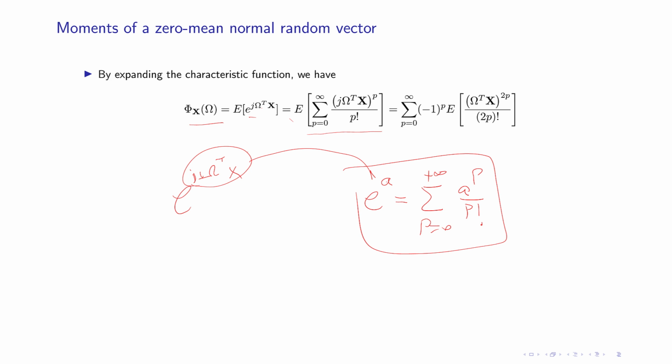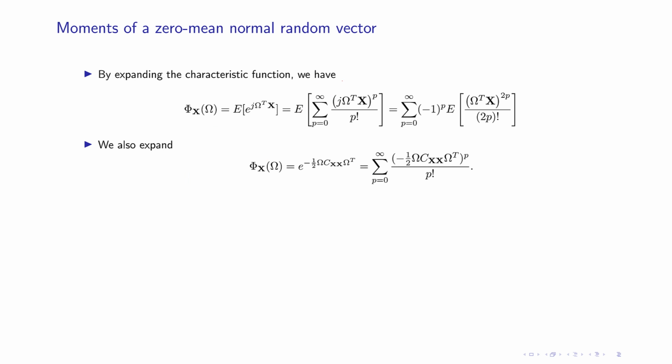Now I have this term, and j to the power of p is equal to... You could take this expectation inside the summation. And what you see is that you get this expression, so you can simplify a little bit. Now we could also expand the formula for the characteristic function. This is also e to the power of a, so you could use that, and then you get this expression. So this expression simplifies.